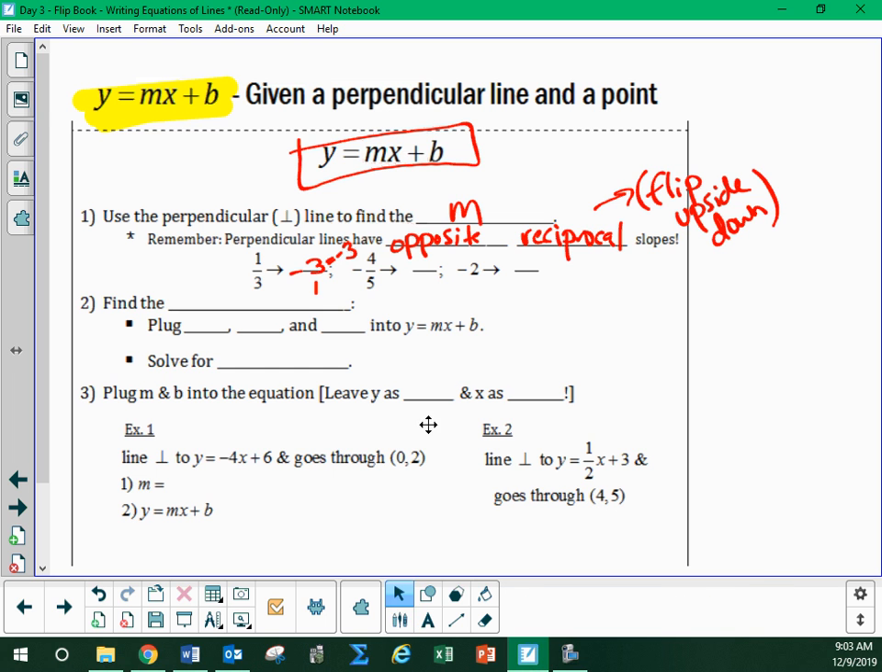So perpendicular is only one mark. What's that? You mean like the notation for it, the symbol? Yeah, they draw separate perpendiculars.